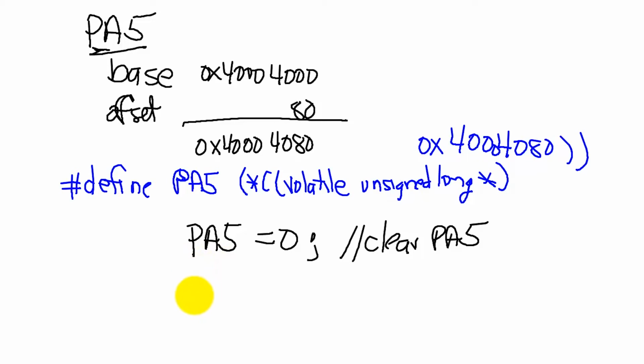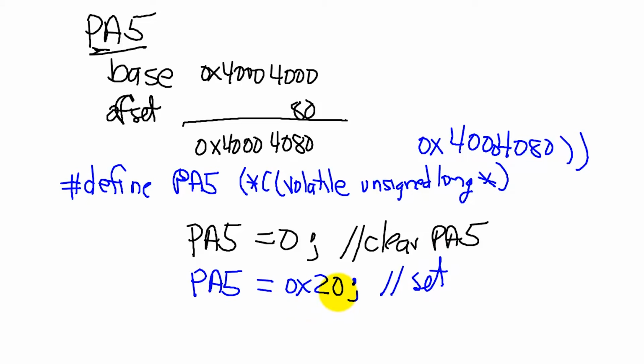Okay. If I wanted to set PA5, this is where it's a little bit harder. I have to write a 1 into the bit 5 location, which is a 20, and that will set bit 5. Again, in a very friendly way.